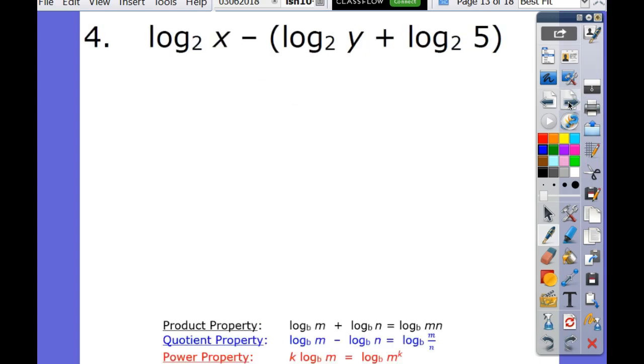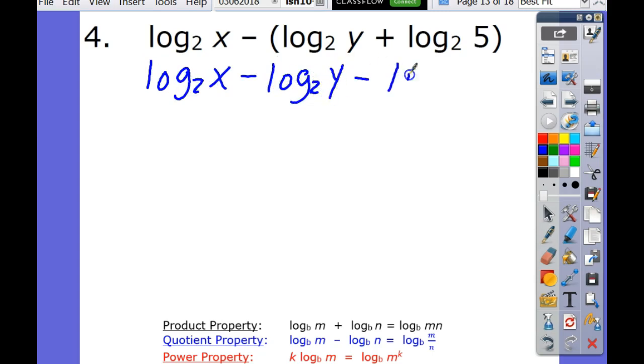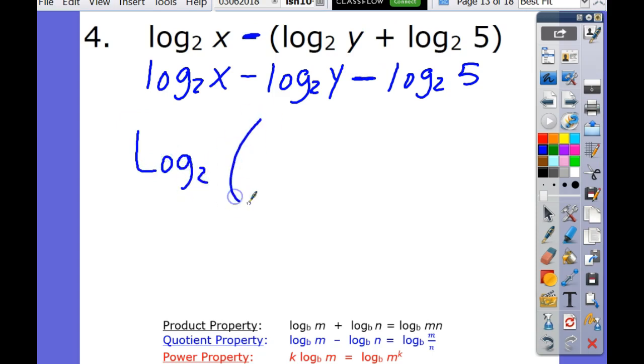You don't look confused. Okay, before I use my properties, it is easier for me to distribute that negative. Negative times positive makes this one negative.